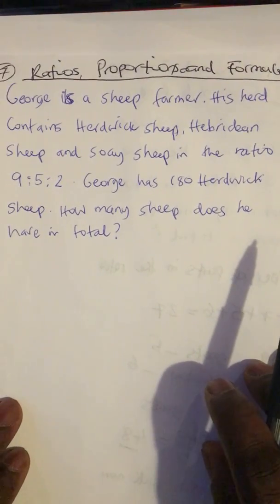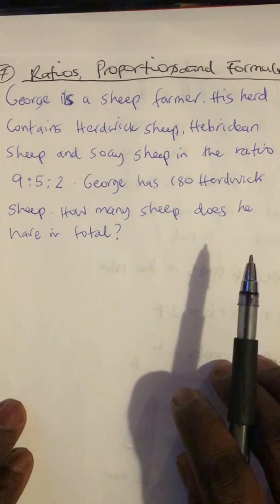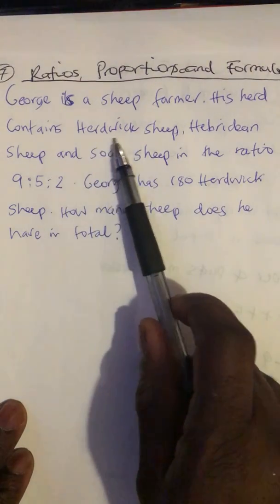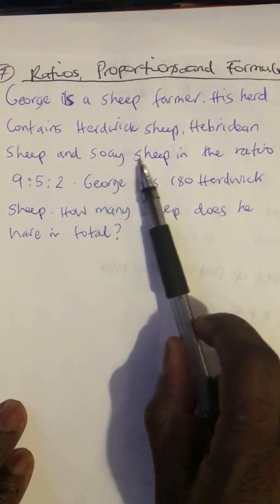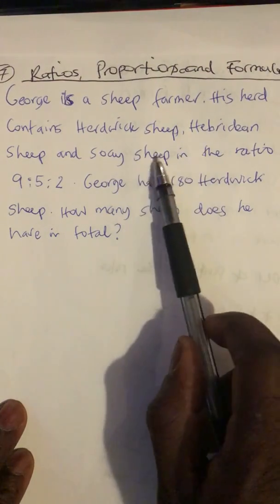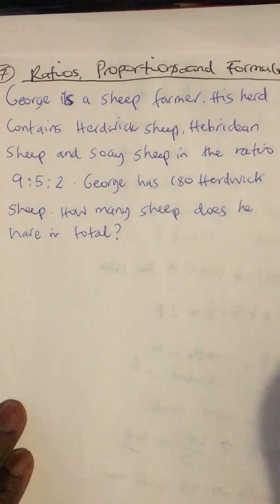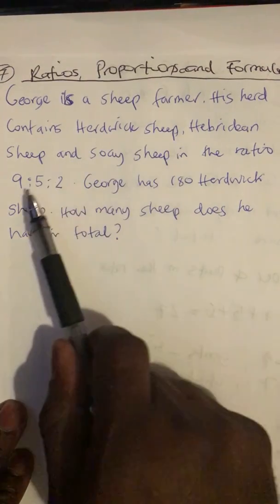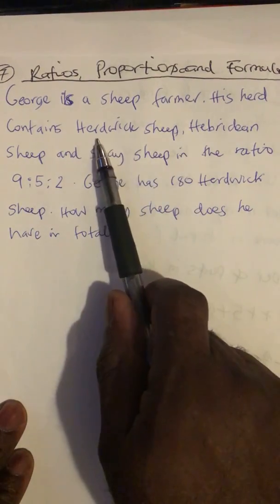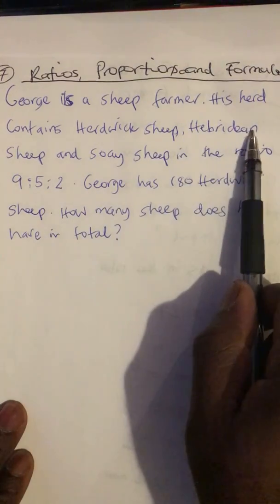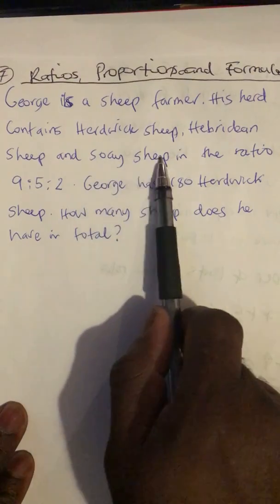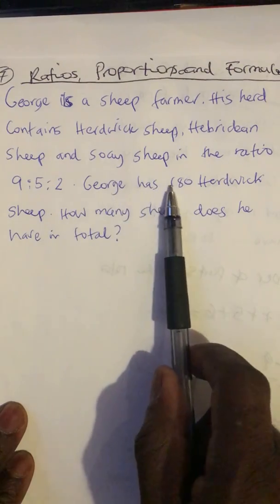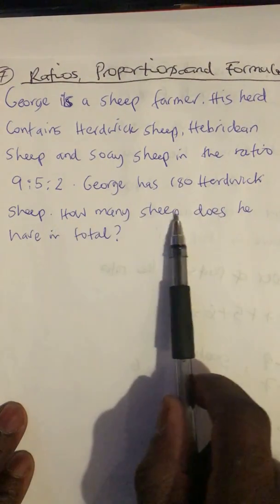In this particular one, George is a sheep farmer as well, just like the first one. He has different types of sheep: Hedwig sheep, Hebridean sheep, and Soay sheep. So there are three types of sheep that the farmer has, in the ratio of 9 to 5 to 2. The Hedwig sheep has 9 parts, Hebridean sheep has 5 parts, and Soay sheep has 2 parts. So if George, for example, has 180 Hedwig sheep, how many sheep does he have in total?